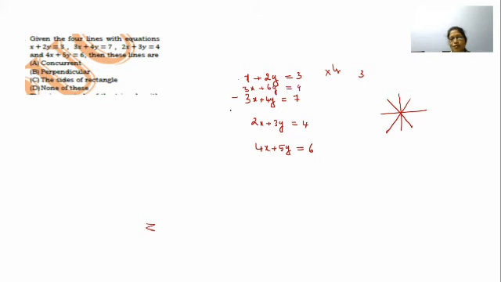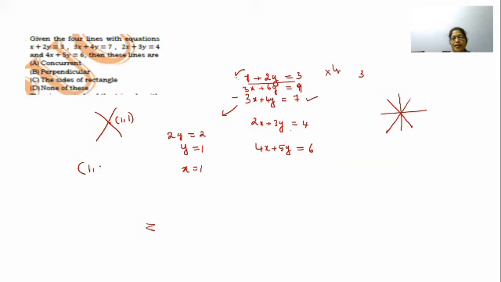We shall subtract these 2. Subtracting these 2, I get 2y is equal to 2. This was 9, isn't it? Yes. So y becomes 1. When y is 1, you substitute here in this equation. If y is 1, what does x become? x becomes 1. So the point of intersection of the first 2 lines becomes 1, 1.